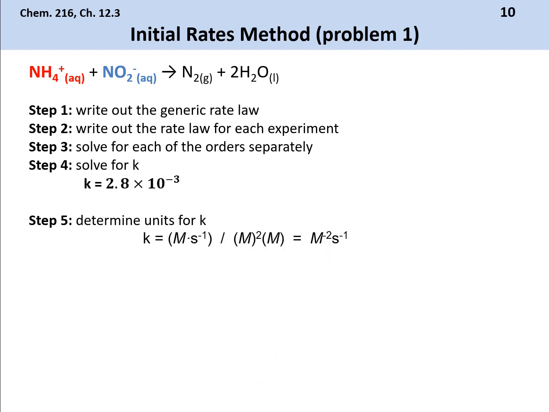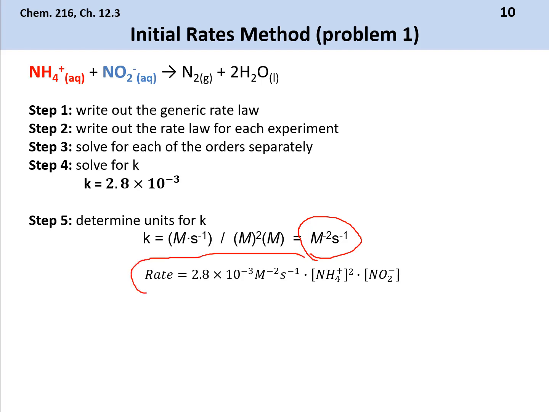And that's going to get me molarity to the -2 times seconds to the -1. All right, so what does that mean? This is now my rate order, right? So rate equals k times the concentration of NH4+ squared times the concentration of NO2-.